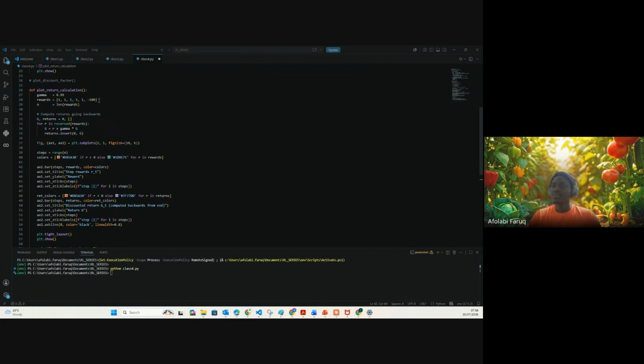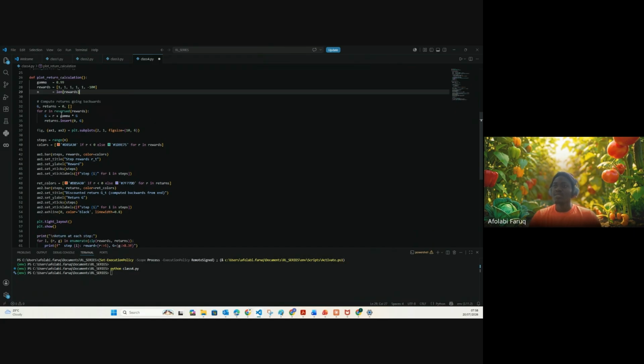Now here, we assume that these are rewards, then n is the number of rewards that we have. So 1, 2, 3, 4, 5, 6, so 6. Now, we are running a for loop to calculate our G. I told us how we calculate the G earlier. So we'll be calculating our G.